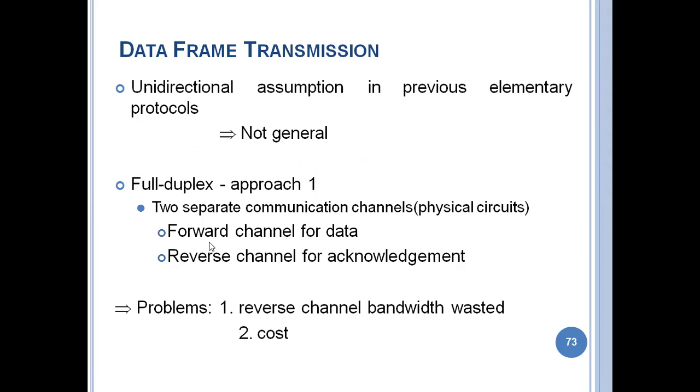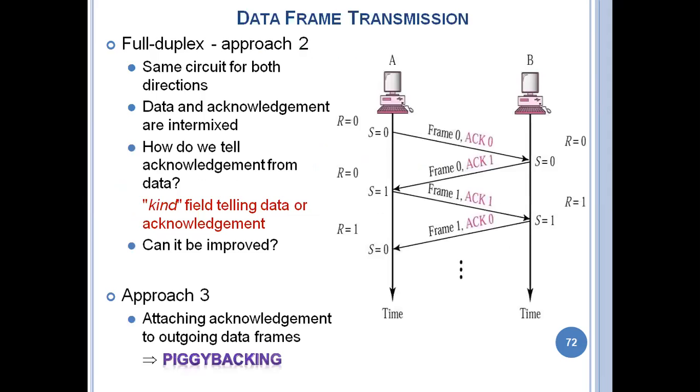In approach one, we use a forward channel for data transmission and a reverse channel for acknowledgement. But here, in the reverse channel, bandwidth is wasted, though it is cost effective. In the second approach, the acknowledgement and the frame are added and intermixed together and transmitted. The third one is the piggybacking scheme.